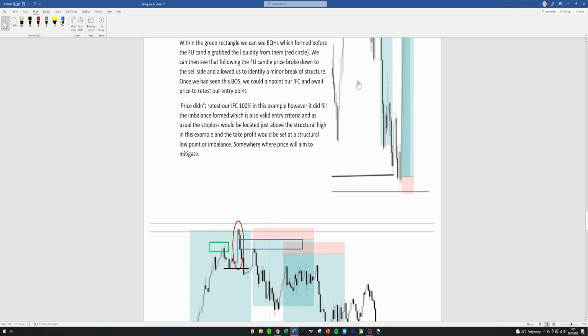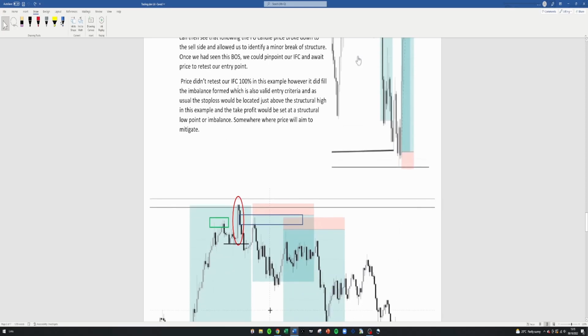So price broke down to the sell side and allowed us to identify a minor breaker structure. Here, this black line is our minor breaker structure. We could pinpoint our institutionally funded candle and await price to retest our entry point. Price didn't retest the institutionally funded candle 100% in this example, however it did fill the imbalance formed, which is also a valid entry criteria.